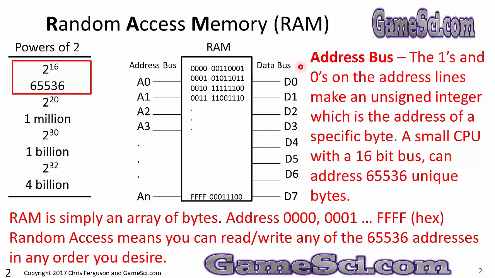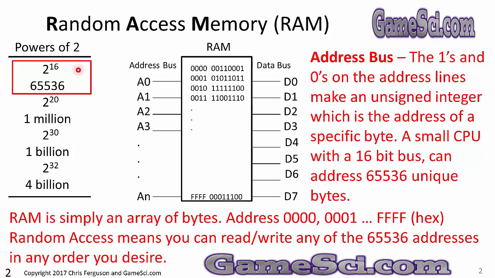Address bus: the ones and zeros on the address lines make an unsigned integer, which is the address of a specific byte. A small CPU with a 16-bit bus can address 65,536 unique bytes of memory. RAM is simply an array of bytes. Address 0000, 0001, all the way to address FFFF in hexadecimal. Random access means you can read or write any one of these 65,536 addresses in any order you desire.